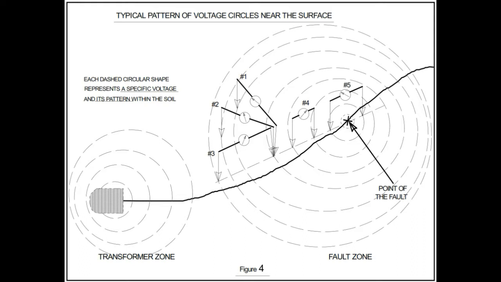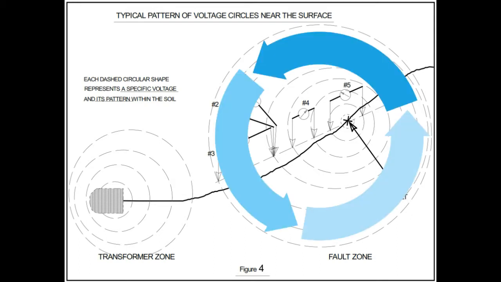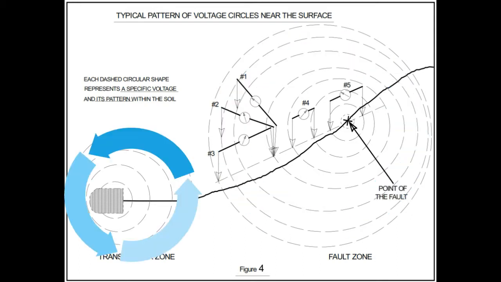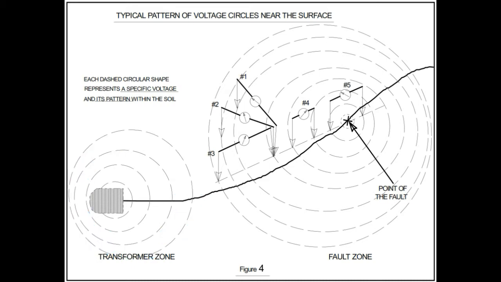One of the things we found is that certainly we have the pattern from the point of the fault, but we also have a similar pattern existing at the transformer, since the currents are flowing to it as the other point of the earth circuit. So we can get readings in the transformer zone similar to what we get in the fault zone.